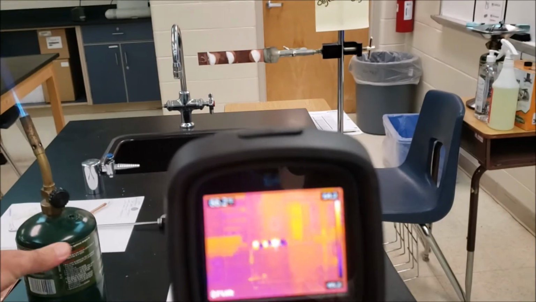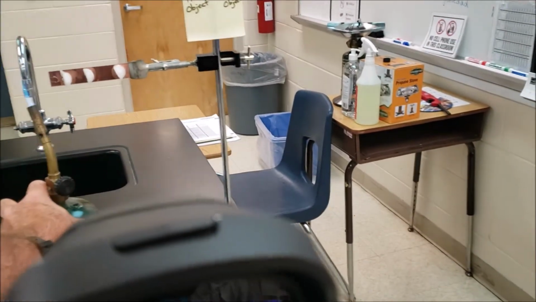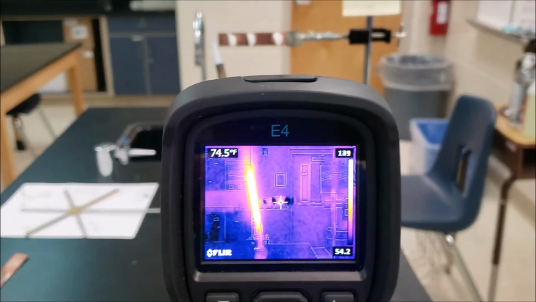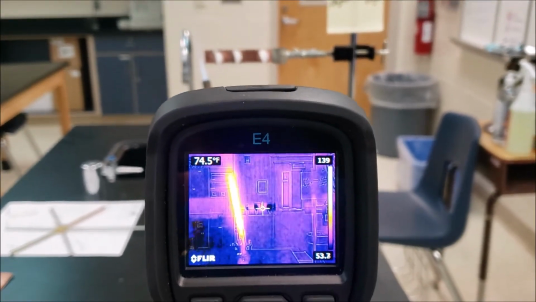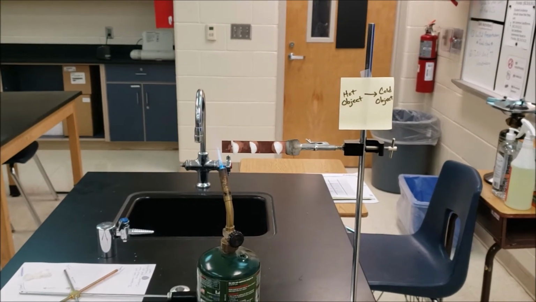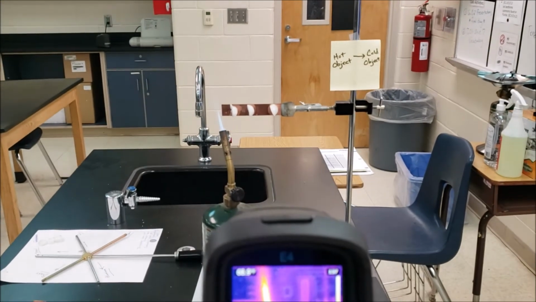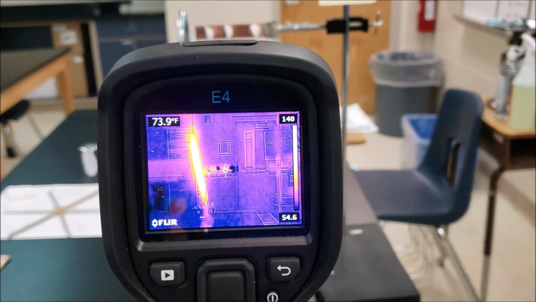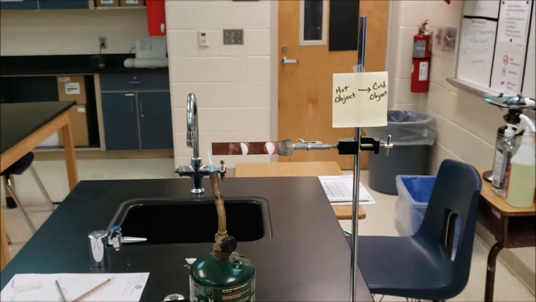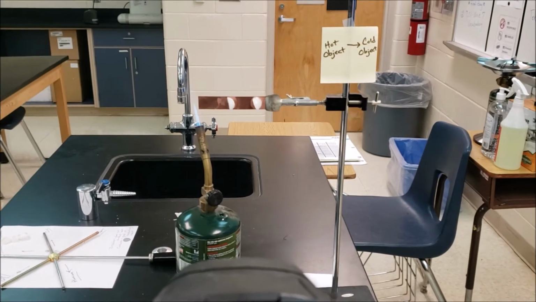So let me put the heat there. Okay, so now the wax is going, and you can see the thermal energy heating up. See, that one piece of wax is starting to heat up. Oh, it just fell. All right. So now I'm going to leave it here.